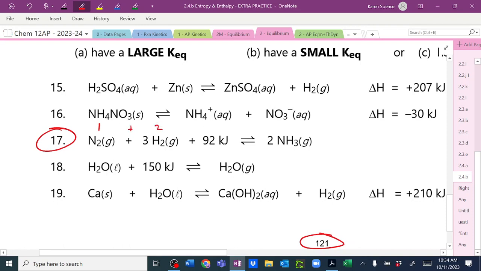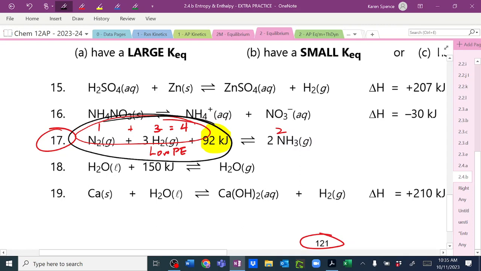So we have 4 gas molecules on the left, 2 gas molecules on the right. So entropy favors reactants. We have our heat term over here, so this is my lower potential energy side. So enthalpy also favors the reactants, so it should not proceed. That's okay, no problems. Anything else?